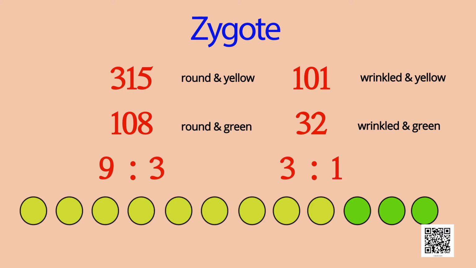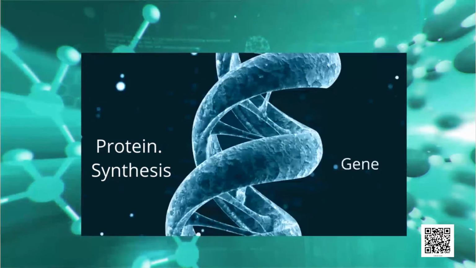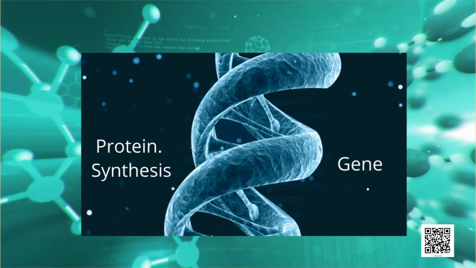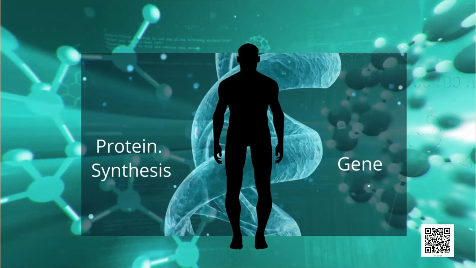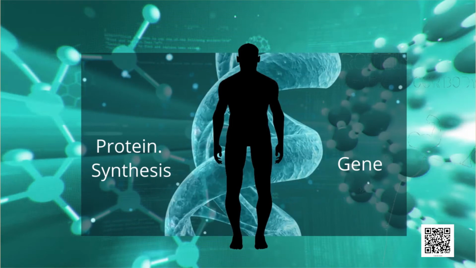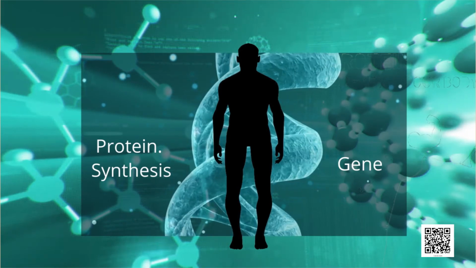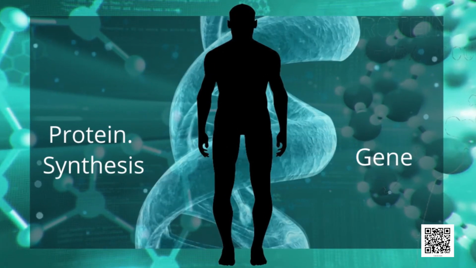Children, let us now see how do these traits inherit themselves. Cellular DNA is the information source for making proteins in the cell. A section of DNA that provides information for one protein is called the gene for that protein. Proteins in the body are formed according to these genes only.